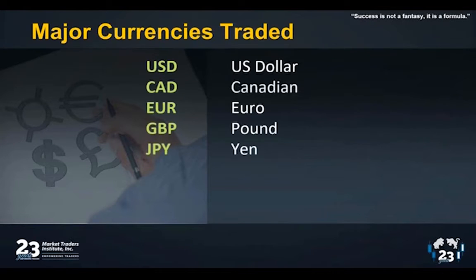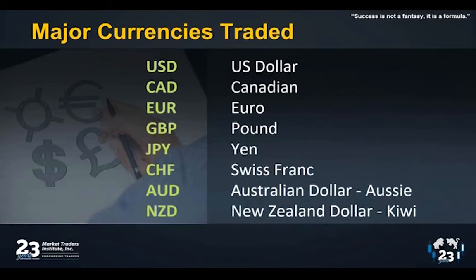Now we trade the 8 major currencies for stability and such: the US dollar, Canadian dollar, euro, British pound, Japanese yen, Swiss franc, Australian dollar, New Zealand dollar. Hopefully you've all heard of these. These are the major currencies. There's more currencies out there, but these are the ones we trade. They're politically and financially stable, and that's what we're looking for.